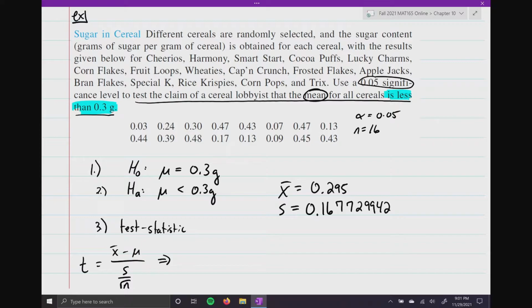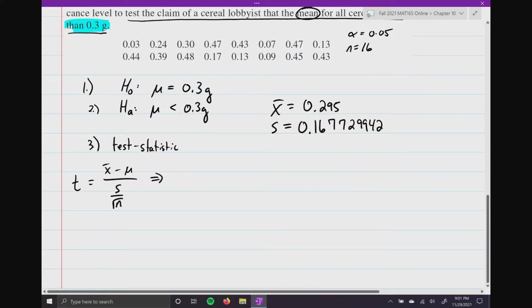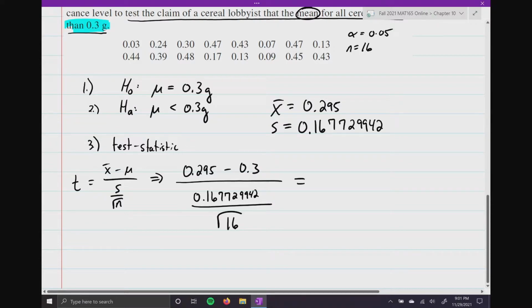So here we go. We got our information that we need. So 0.295 minus 0.3 divided by 0.167729942 over the square root of 16. So go ahead and put that in your calculator. Make sure you get the same exact thing I get, which is negative 0.1192. So we'll leave it at 4 decimal places for now. Okay? So remember, this is our t-test statistic.